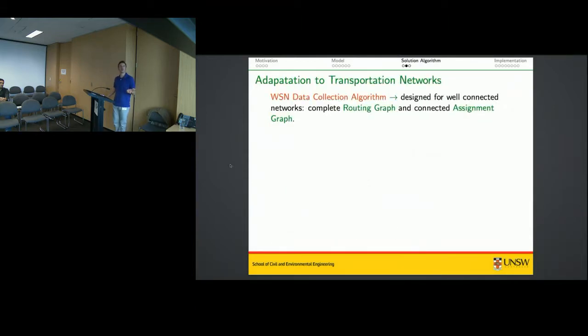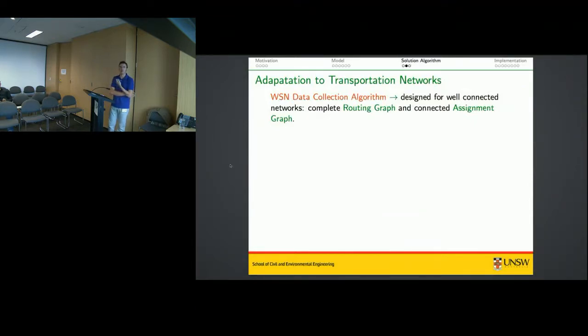Now, we started with that algorithm, and we started to solve it on large transportation instances. All went very well at first, but then we realized that most transportation networks were not as connected as the wireless sensor network for which the algorithm was designed.